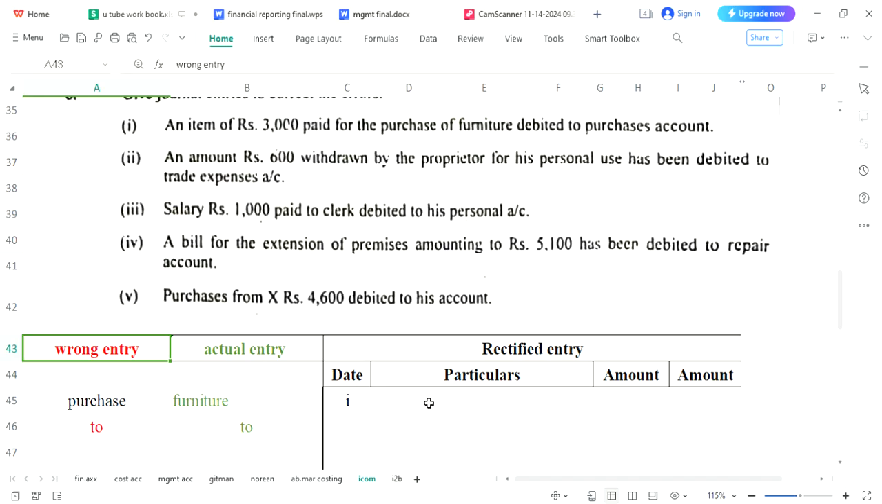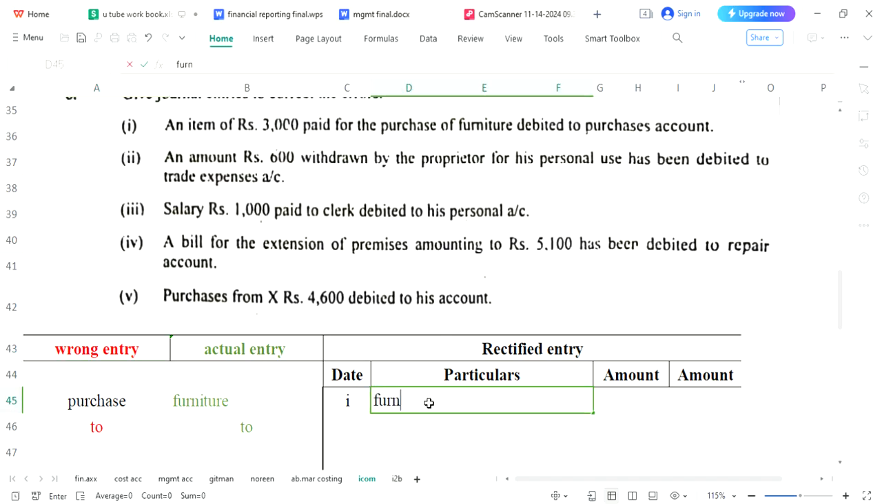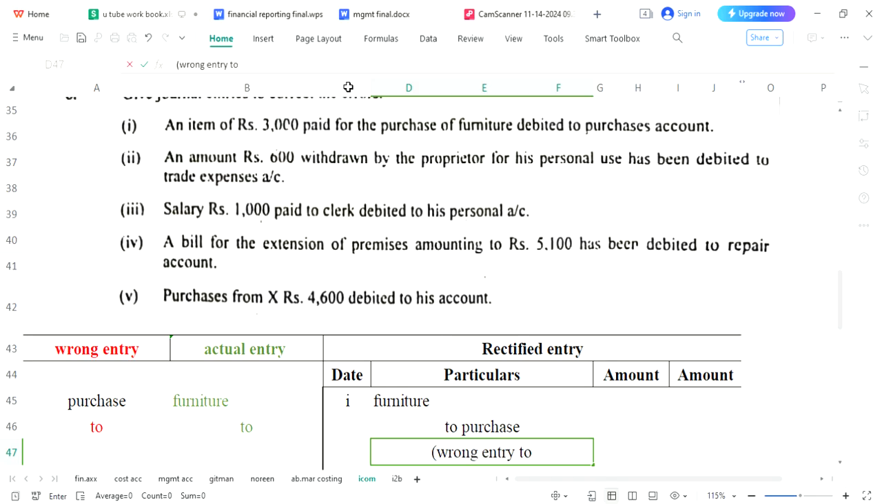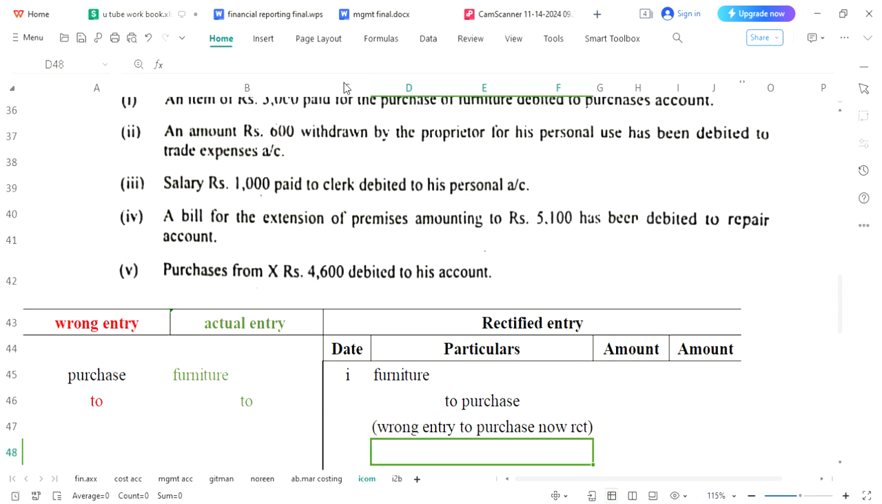So furniture was supposed to be debited. Write down furniture on the debit side, and please note it down, purchase was written on the wrong side. To remove it, we will write it on the credit side. So in this way our problem has been sorted out. It means furniture to purchase, and in the narration you write: wrong entry to purchase, now rectified. Alright, the first entry is completed.